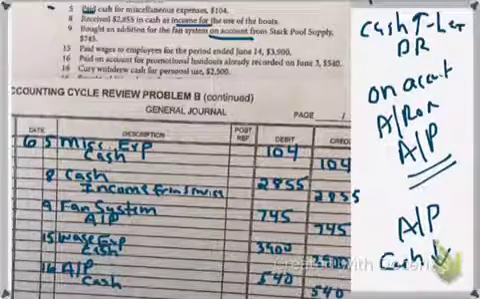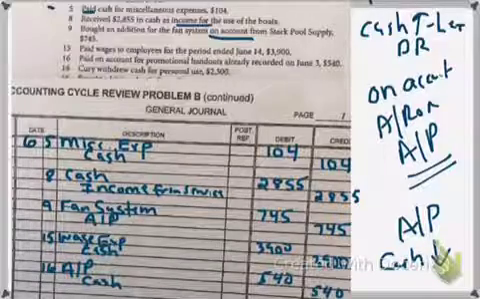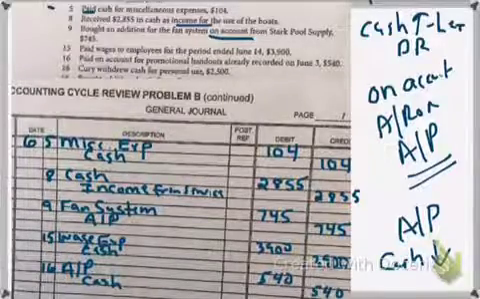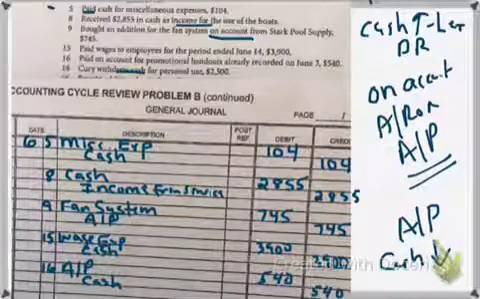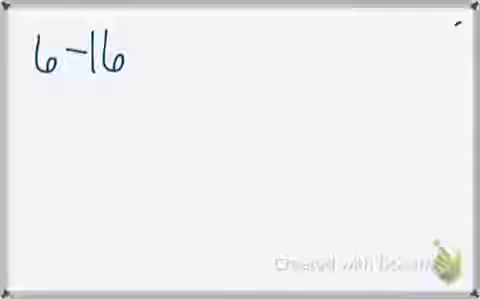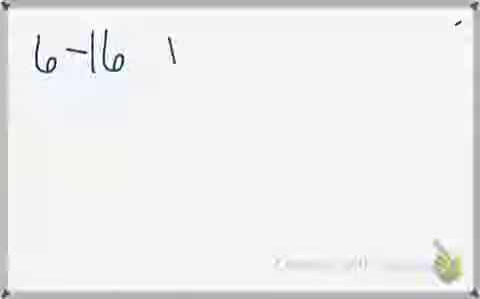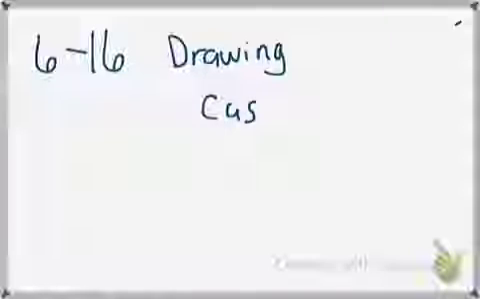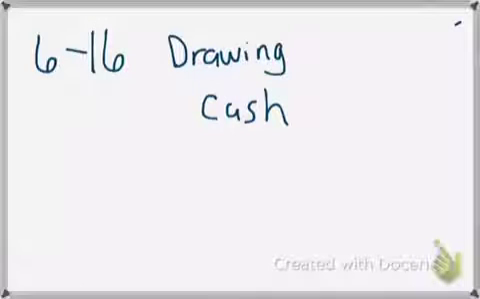The last one I want to look at is Curry withdrew cash for personal use. So we have cash here and we have the personal use. So when we look at this particular entry, what you're going to see is it would be on June the 16th. It is going to be looking at the withdrawal account, which in this case is drawing. And it is our cash, and it is for the amount of $2,500.